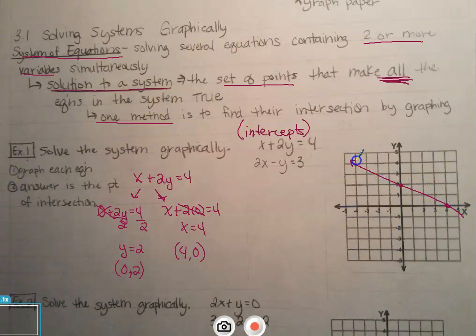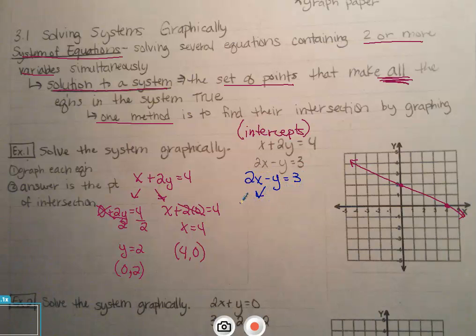So hopefully your graph, it's really hard to graph on this thing. I'm terribly sorry. Hopefully your graph looks better. All right, let's look at the second equation. 2x minus y equals 3. Same thing. We're going to use our intercepts.